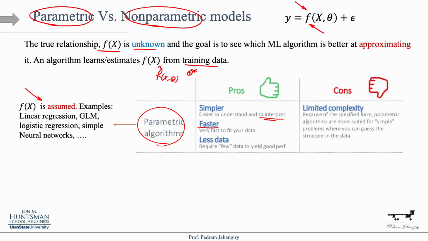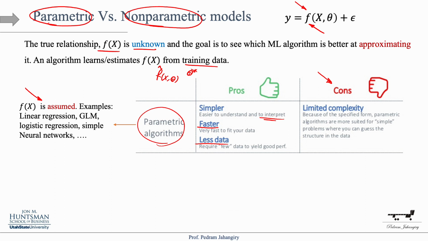It is going to be faster, basically because there's a functional form. So sometimes there's a closed form solution for the optimization, and the algorithm is going to figure out what are the answers a lot faster. And for that, it's going to require less data, right? So these are the advantages. What is the disadvantage of parametric models? Basically, they have limited complexity. Because we are imposing some restrictions, some specific form, the parametric algorithms are basically more suited for simple problems where you have some prior belief about the structure in the data.